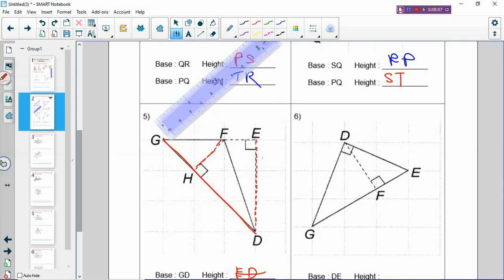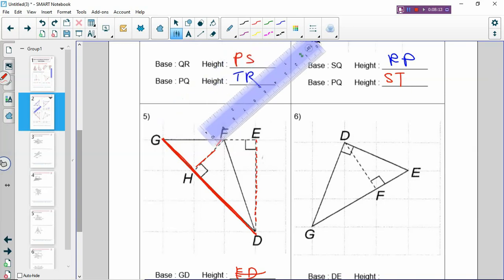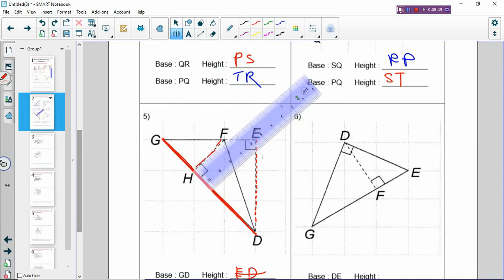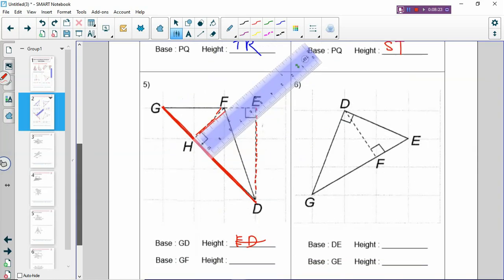So the base is GD. Let me just go through this one more time. The base is GD. So you have to take your ruler, put it on the base, and shift along the base. Is there any line that's parallel with the ruler, which is over here, which is your FH. So your FH is the height, not ED. Those of you who say ED, you get your answer wrong.